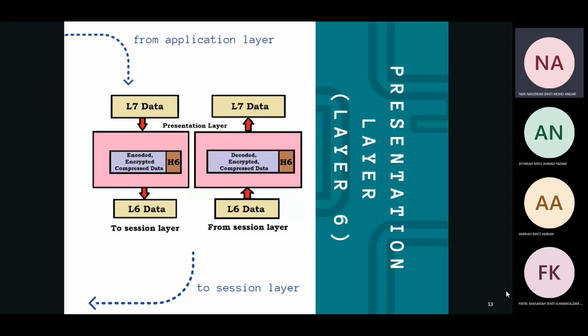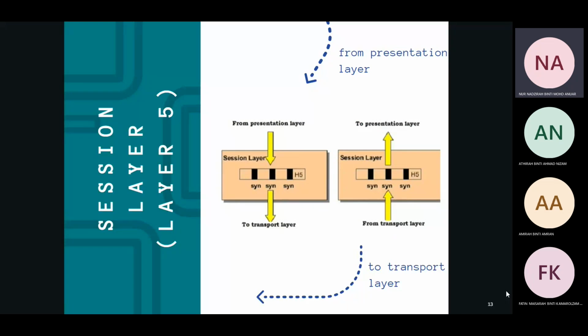After that, on layer 5, which is the session layer, the communication session will be initialized by sending requests and responses between the application layer and the transport layer. This process determines whether the requested session is legitimate or not. If it is legitimate, the data will be passed to the next layer. Now I will pass to AMIRAH for the next slide.